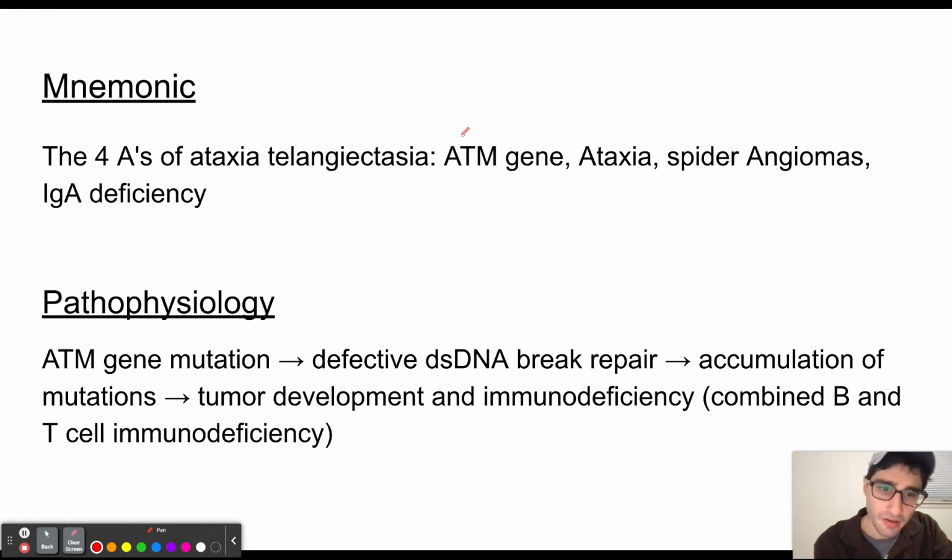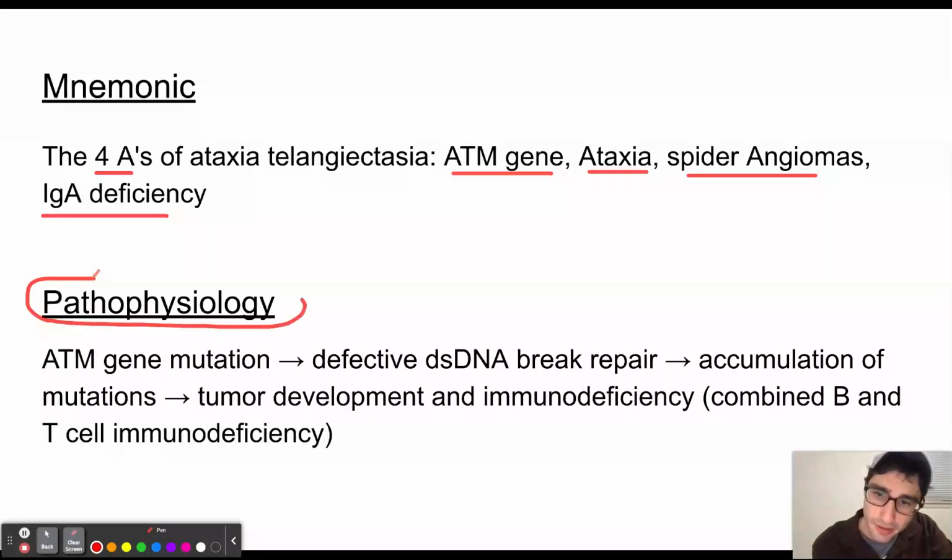Here's a mnemonic that might help you with all the things going on with ataxia-telangiectasia. So remember ataxia-telangiectasia with 4 A's: the ATM gene mutation, the ataxia, the spider angiomas, and the IgA deficiency. Here I have a summary of the pathophysiology that is going to be going on with the disease, if this helps you.